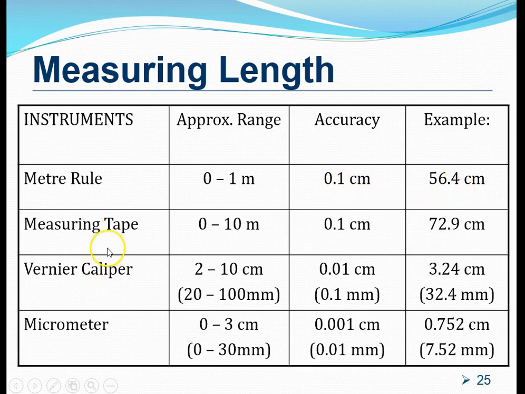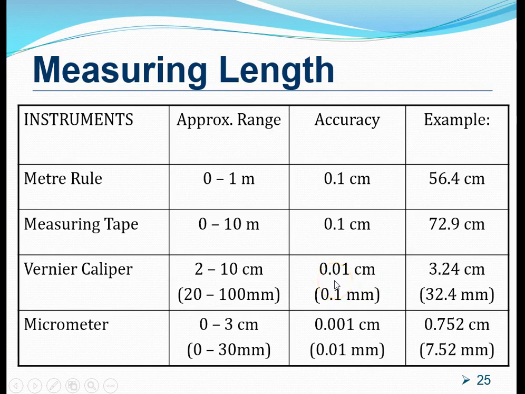So 1 decimal place here. For measuring tape, the approximate range as mentioned is from 0 to 10 meters and its accuracy is similar to that of a meter rule. Again, 1 decimal place of a centimeter. Now, for the vernier caliper itself, it is ideal for measuring lengths of between 2 to 10 centimeters. In terms of millimeters, it is good for 20 to 100 millimeters. So, the accuracy of a vernier caliper is 0.01 centimeters.